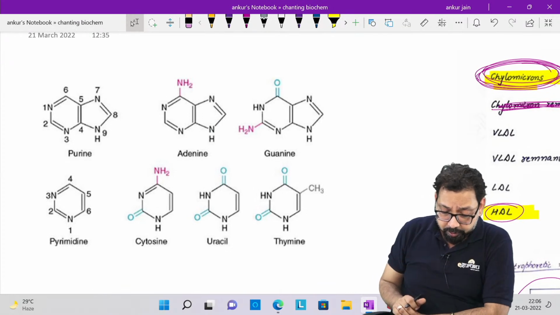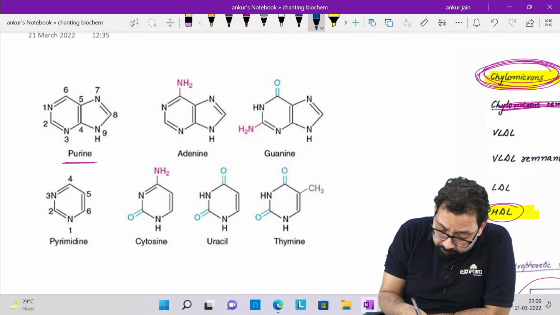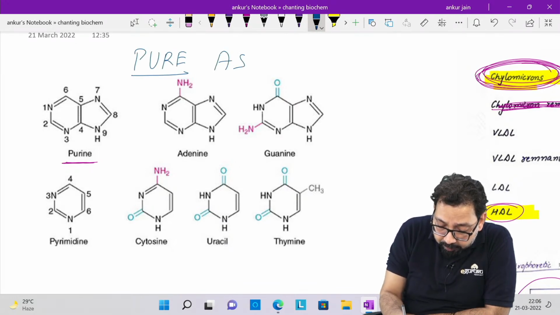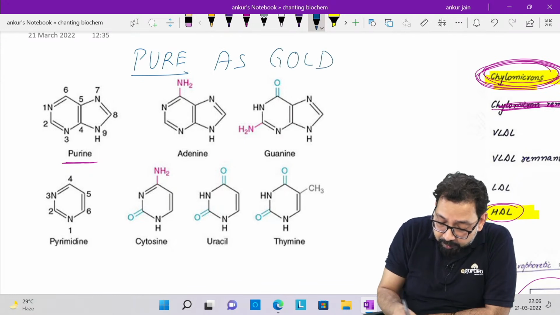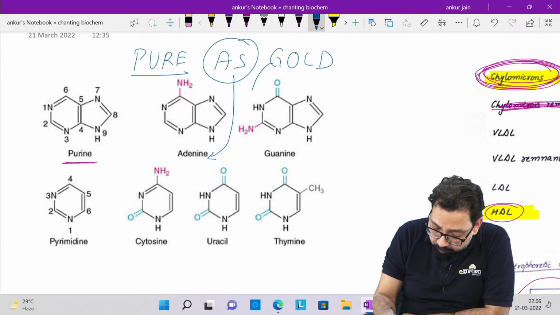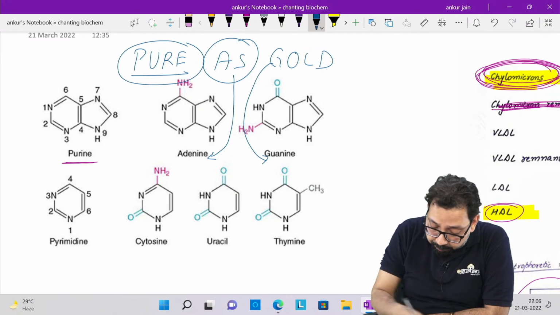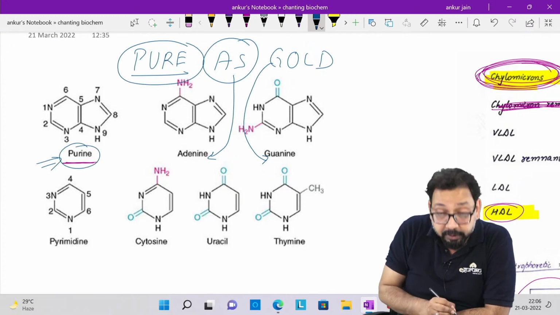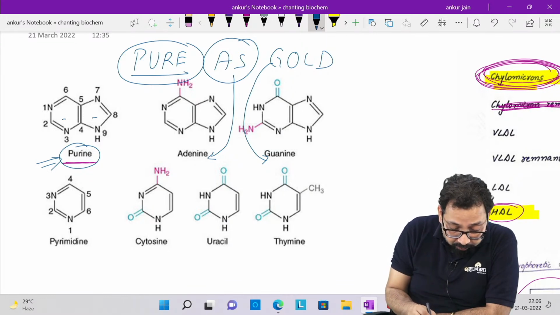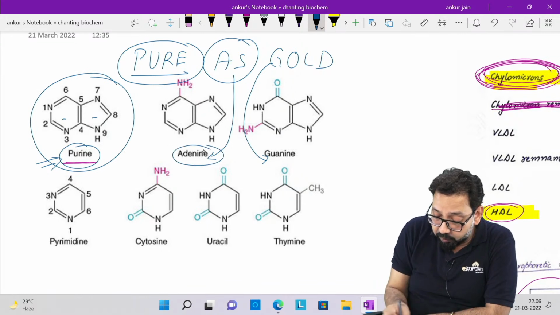स्ट्रक्चर बेस्ड क्वेश्चन. Purine bases, the mnemonic for this is pure as gold. A for adenine, G for guanine. In purine bases, the name is small, but rings are 2. Questions have been asked on the structure. They will give a structure and ask you whether this is adenine or guanine.